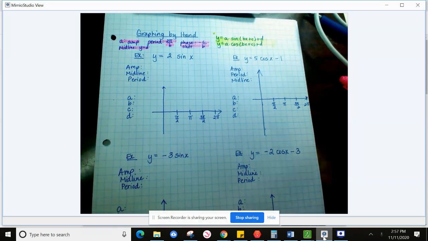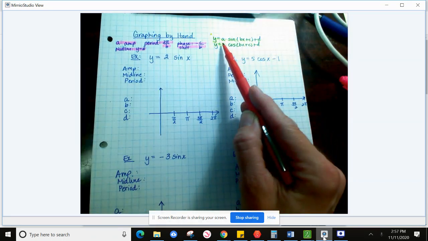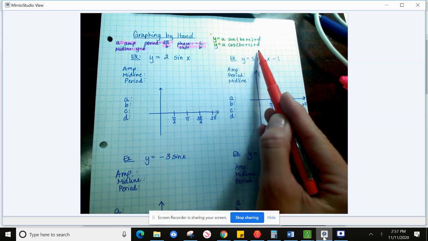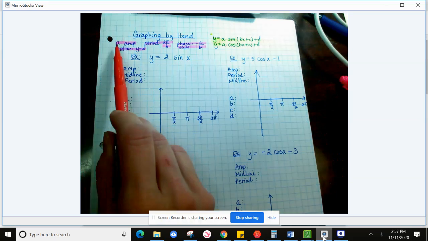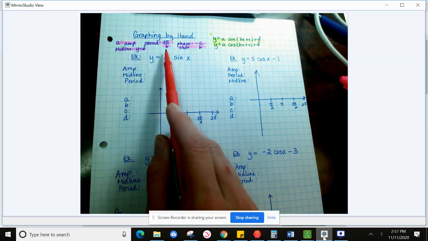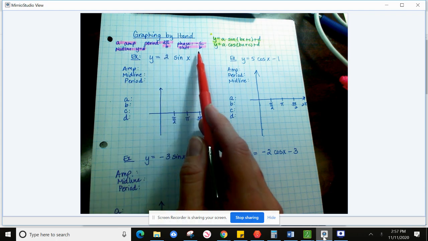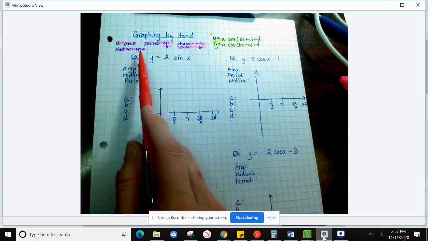Here's a reminder about the general form for these cosine and sine curves. The variables that we're using are A, B, C, and D. A is amplitude. The period is found by dividing 2 pi by B. Phase shift is the opposite of C over B. And then the midline is the equation of the line y equals your D value.